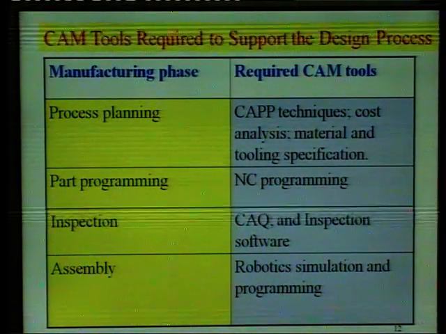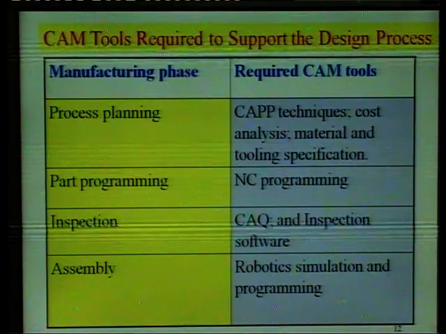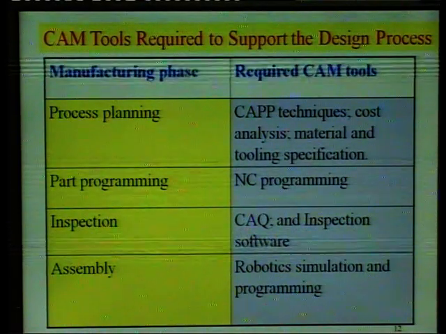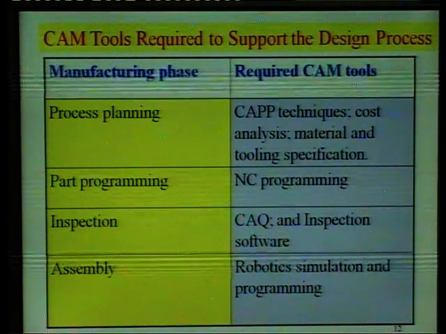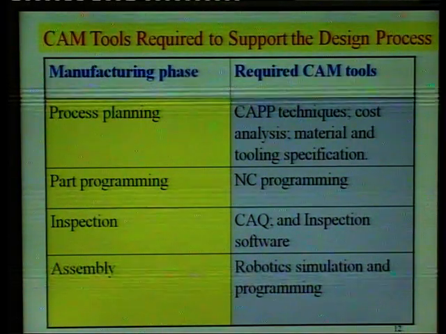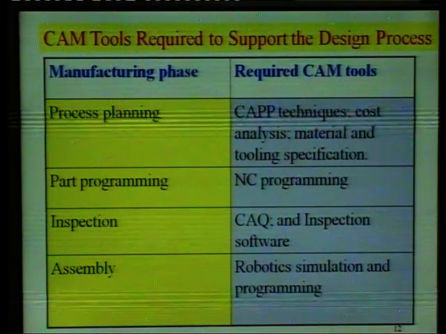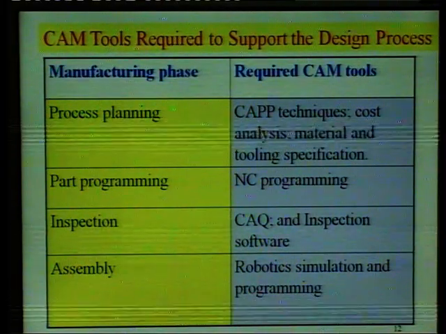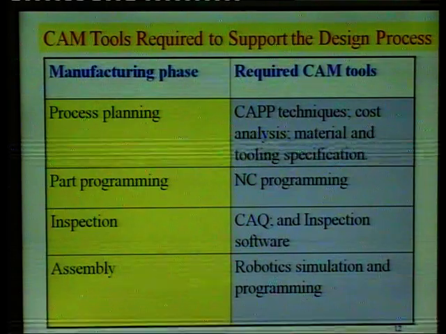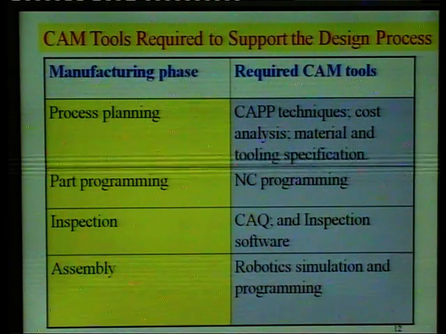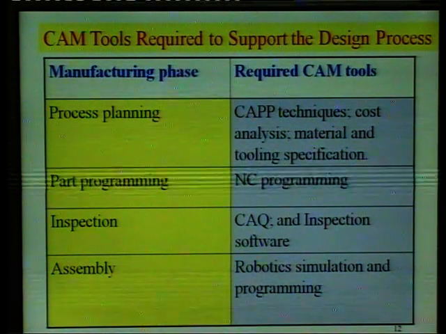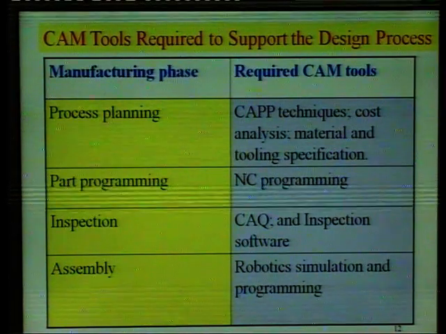Then the next stage is inspection. Here also we make use of computers, which we call computer assisted quality control, and inspection softwares are used for certain types of products. Then we have the use of computers in assembly. There are robots which are flexible to program using computers. Then we have simulation and programming techniques.